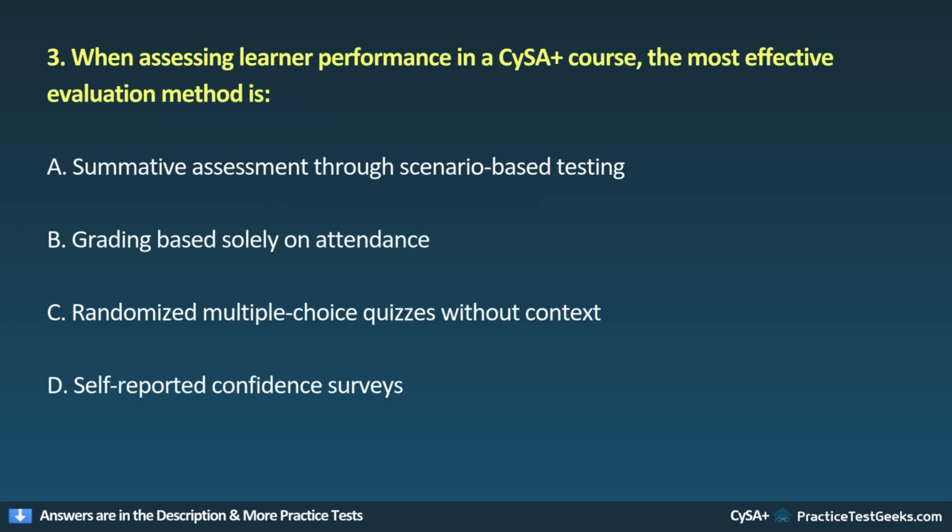3. When assessing learner performance in a CySA+ course, the most effective evaluation method is A. Summative assessment through scenario-based testing. B. Grading based solely on attendance. C. Randomized multiple-choice quizzes without context. D. Self-reported confidence surveys.